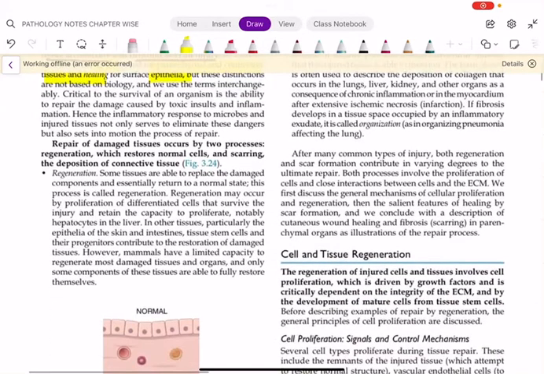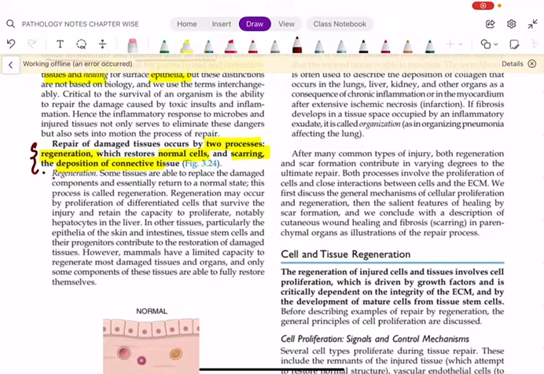There are two processes by which the repair of the damaged tissue occurs. Number one, regeneration, which restores the normal cells. This is true in case of epithelial cells, because epithelial cells can regenerate on their own. And the deposition of connective tissue, that is scarring. So these are the two processes by which repair occurs.